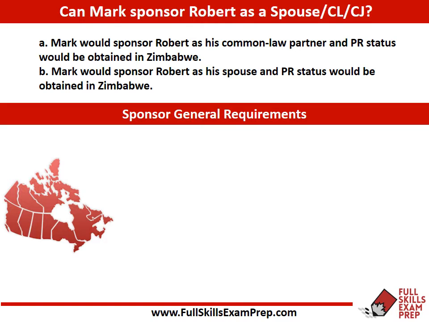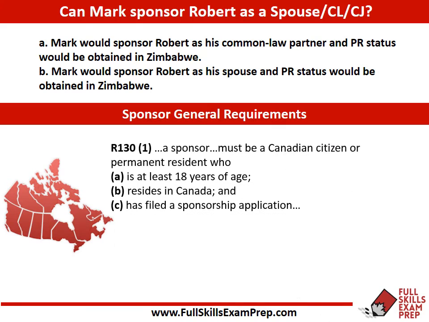All right, so we're taking a look at A and B first. Now, the commonality between those two is that the PR status would be obtained in Zimbabwe. The difference is basically that in A, Mark would sponsor Robert as a common law partner, and in B, Mark would sponsor Robert as his spouse.